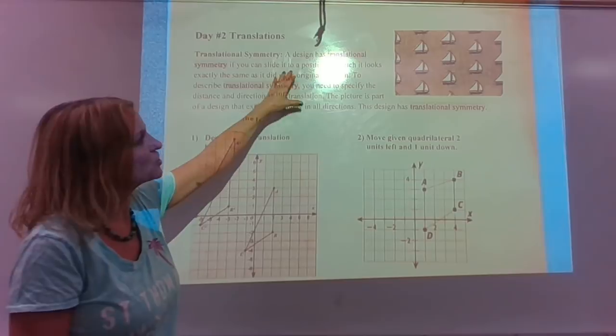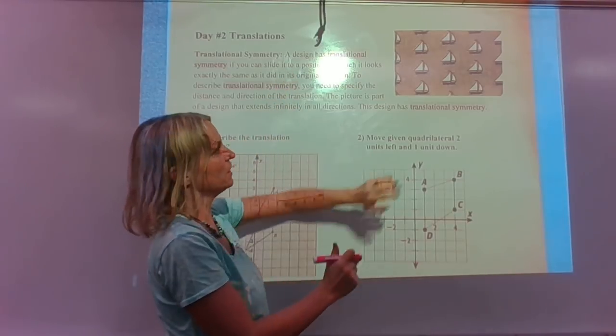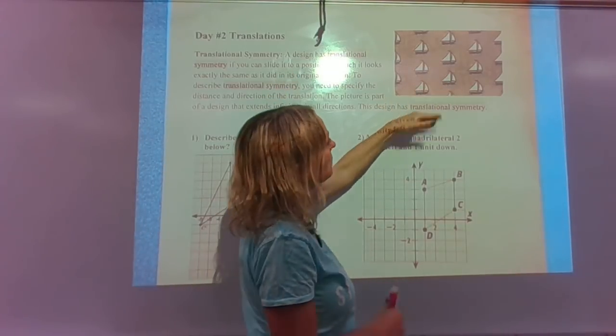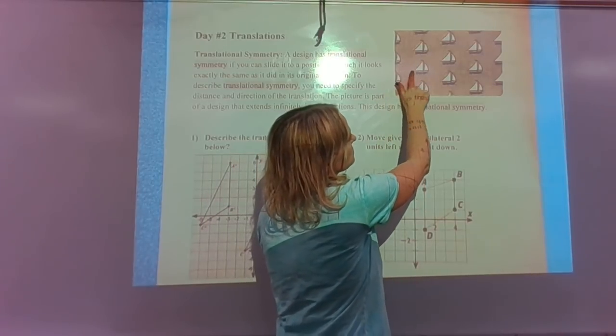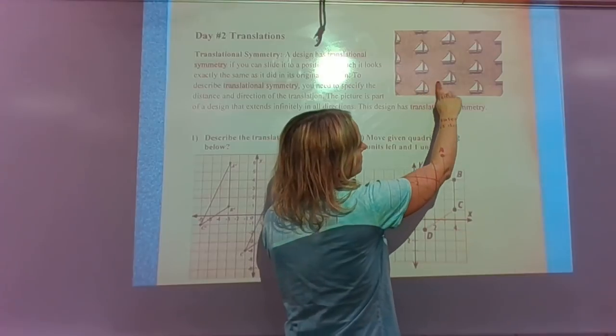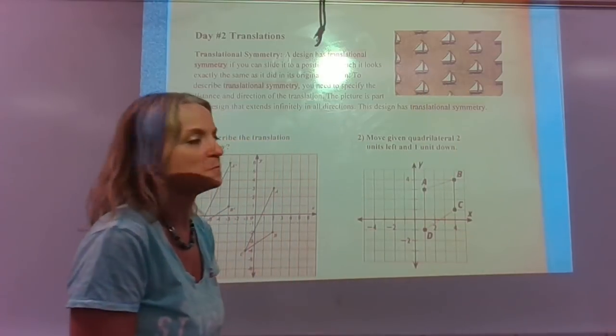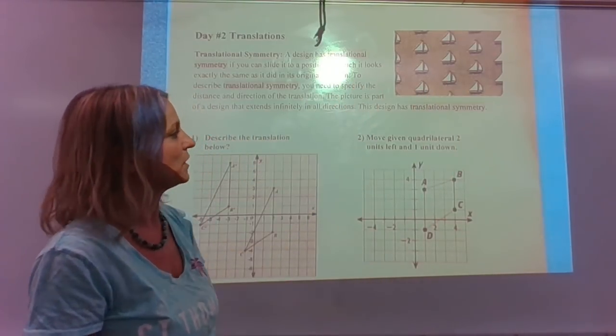Okay, remember a translation is when you take a shape and you just move it. So this picture of all these sailboats, you'll notice they're all exactly the same. They have just been moved. This one's moved up, you could say it's moved down, moved sideways. Okay, it's just been translated along that picture right there.